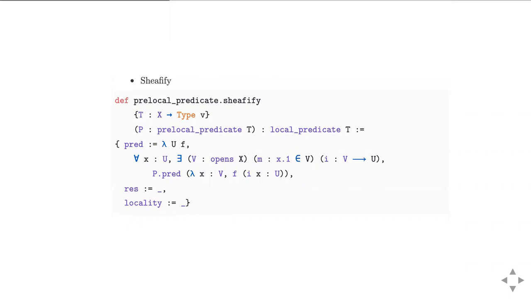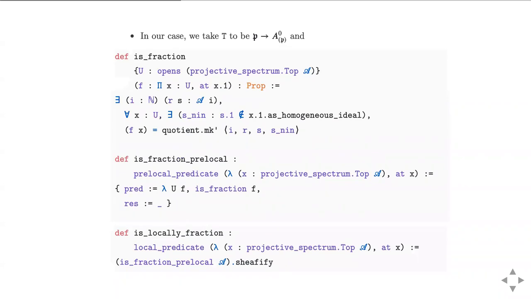And why do we care about this? It's because for every pre-local predicate, we can get a local predicate for free. This is called sheafify. And so in our case, we will take T to be the homogeneous localization.